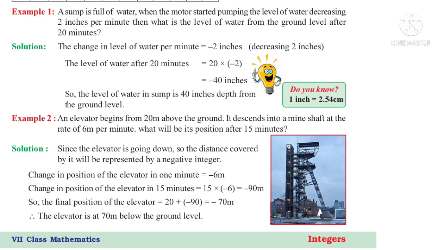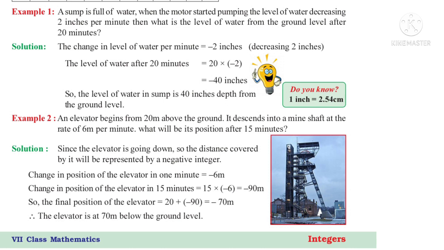Now example 2. An elevator begins from 20 meters above the ground. Here observe the word above. It indicates positive, so plus 20 meters. It descends into a mine shaft at the rate of 6 meters per minute. What will be its position after 15 minutes?